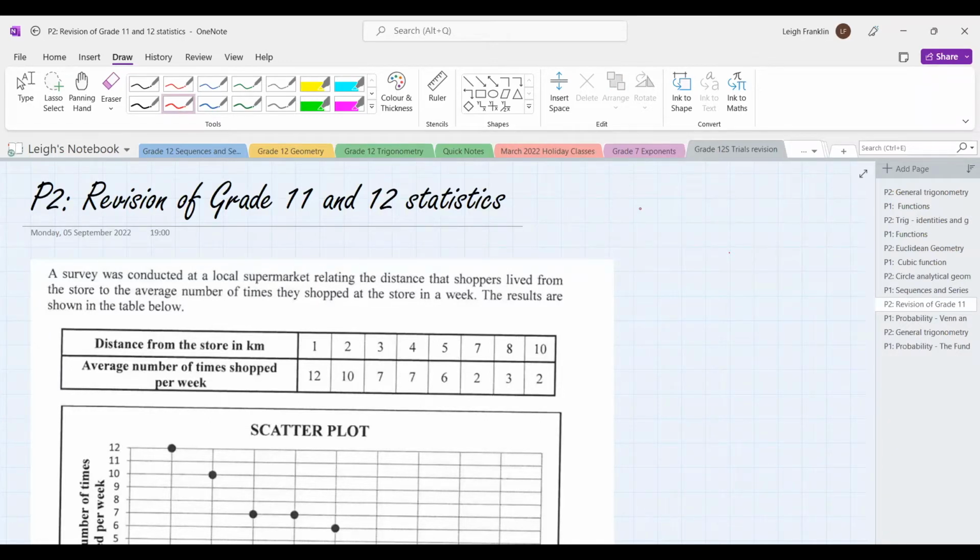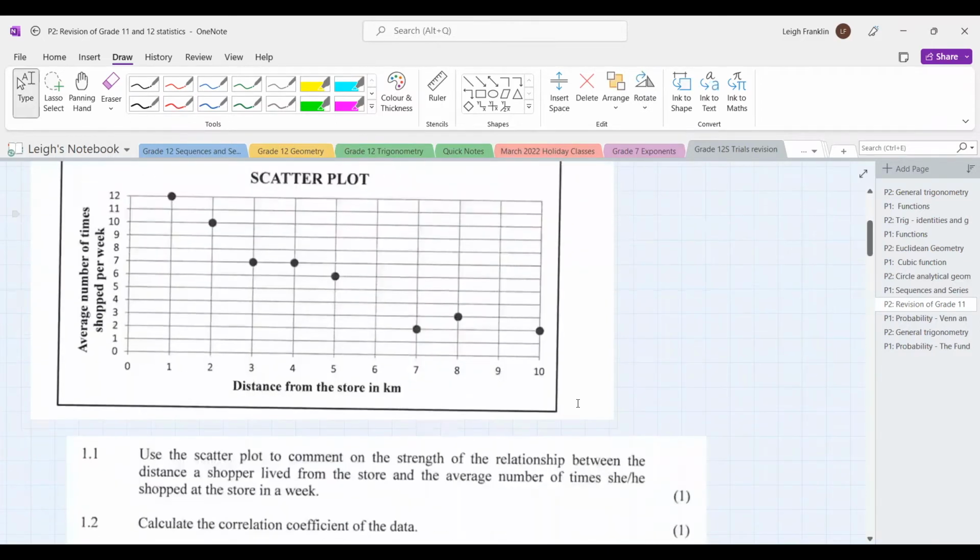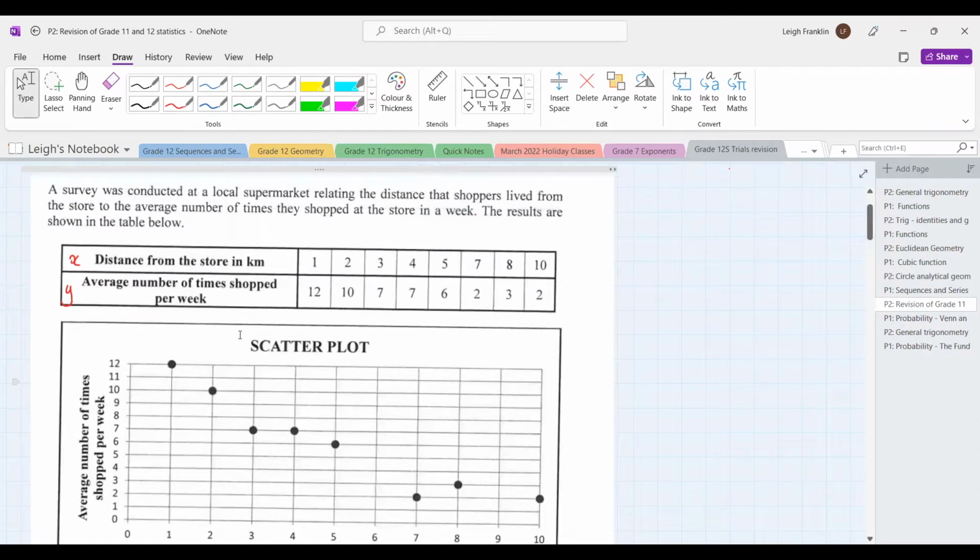Okay, so the first row is always going to be the variable that goes on the x-axis. Always, always, always. So if you're not 100% sure, lucky for us, they keep doing things the same way. So x is the first one and y is the second one, every single time. Your first row is the x's, your second row is the y's. If you have a look at your scatter plot, you can see distance from store is on the x-axis and average number of times shopped per week is on the y-axis.